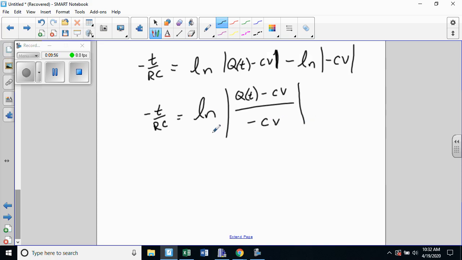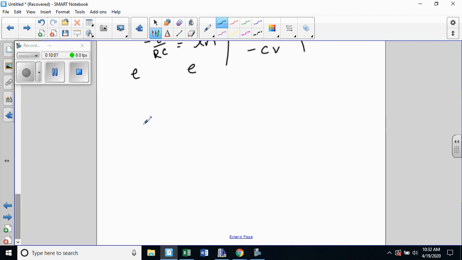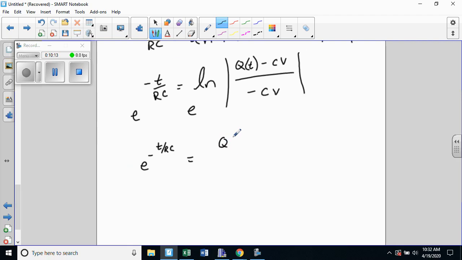And I want to get out of that natural log. I get everything out of the natural log by e-ifying both sides. So I'm going to raise both sides up above e as the exponent on e. So I have e to the minus t over RC is equal to, well, inside of here I get Q as a function of time minus CV, all over minus CV.